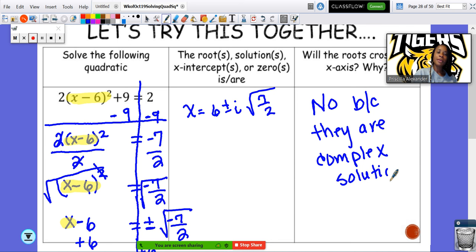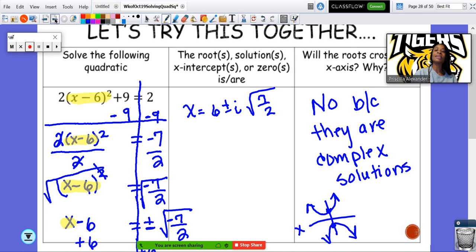So what this means is that the i right there tells me this is an imaginary number. This is the real part, this is the imaginary part. So that means this graph will not cross the x-axis. It's going to look something like this, or it's going to look something like this. But it's not going to cross the x-axis at all. And this is your x-axis. Okay? We're done with that problem.